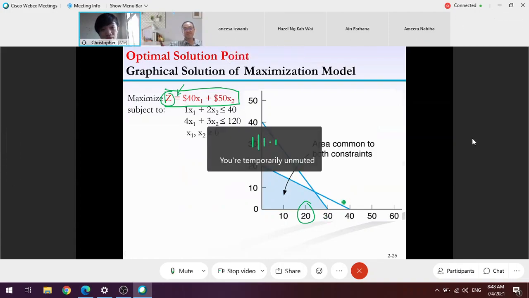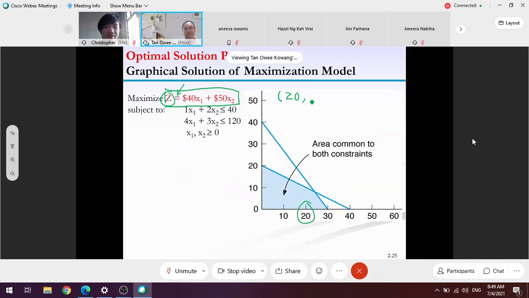20 what? 20, 0 or 0, 20? 20, 0. This is a common mistake. That's why I keep on asking. So I pick 20, 0. Step number one, pilih mana-mana point. Selagi point itu dekat blue color dah okay. Tetapi, saja cadang, pick a point that is on the axis. Make your life easy. Langkah pertama, pick a point.